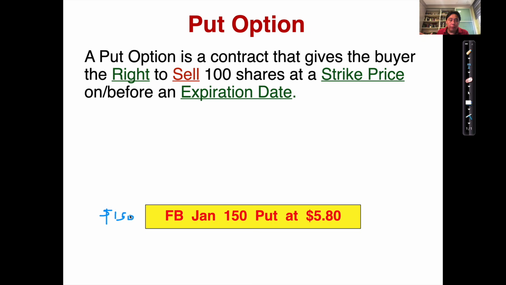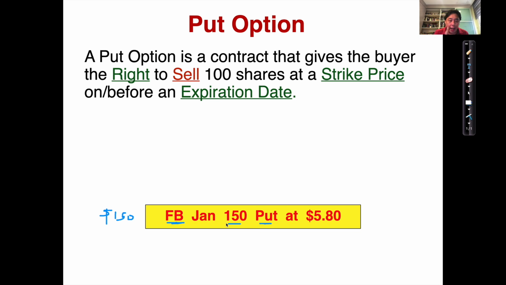It's gonna drop to $120 or $100. And so what you want to do is lock in the price right now. You want to lock in the sales price at $150. So you buy a Facebook put option with a strike price of $150, which means you now have the right to sell Facebook at this price of $150. You have locked in the sales price.